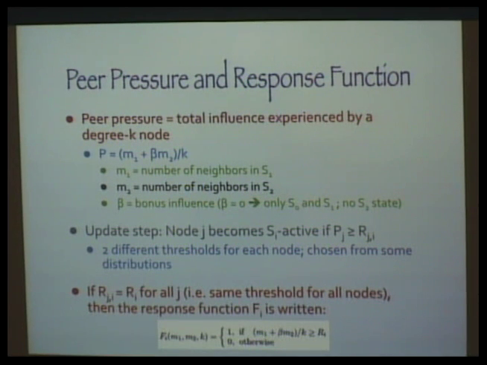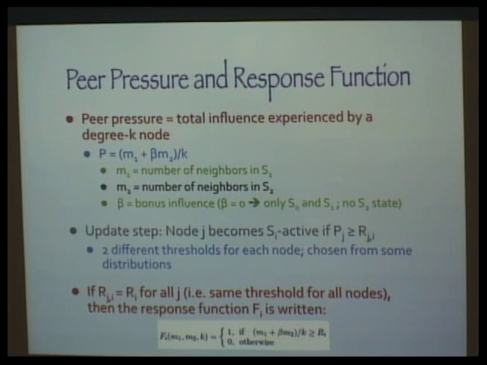All right. So we think of this as peer pressure. How much is some node experiencing from its neighbors? But it experiences larger peer pressure from these hyperactive neighbors. So I have M1, which is the number of neighbors who are in the set S1, the number of active neighbors, plus some bonus beta times M2, the number of neighbors that are in S2. So the influence exerted is M1 plus beta M2, and then divided by K, I'm dividing by the number of neighbors I have. But S2 being a subset of S1 is why this is written as M1 plus beta M2. So it was convenient for writing down the update rule to formulate it that way.